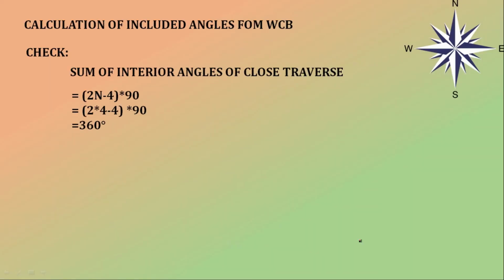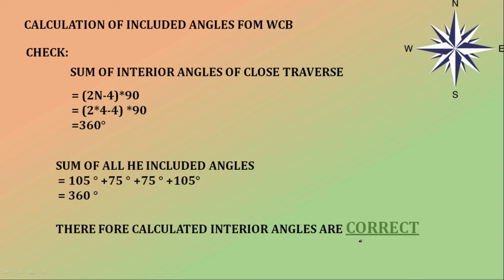Now we have calculated all the included angles, but ideally the summation of the four interior angles should be checked. For that we use one formula, (2n minus 4) multiplied by 90, where n is the number of sides. We have 4 sides: AB, BC, CD and DA. So (8 minus 4) multiplied by 90 is equal to 360. As we get all four included angles, which are 105, 75, 75 and 105, the summation of all four angles is 360 degrees. Hence you can say that the readings we have calculated are correct.